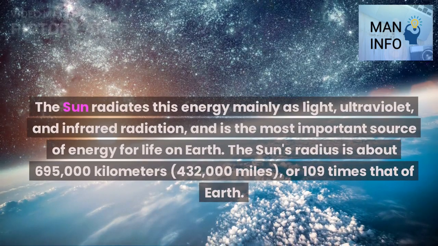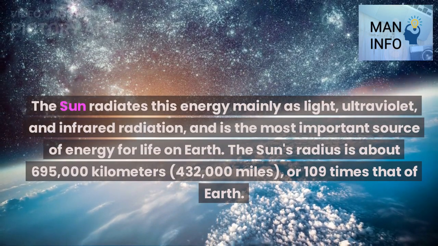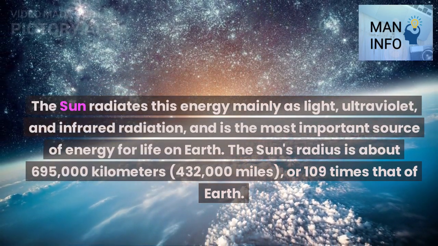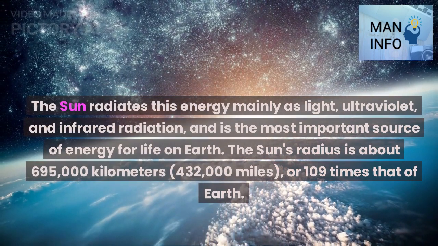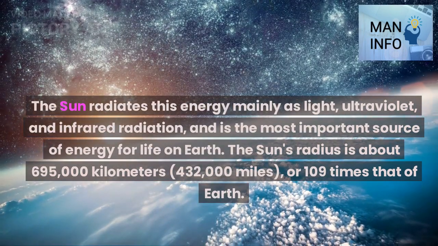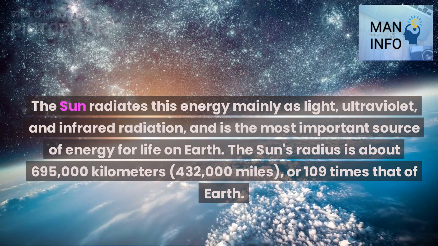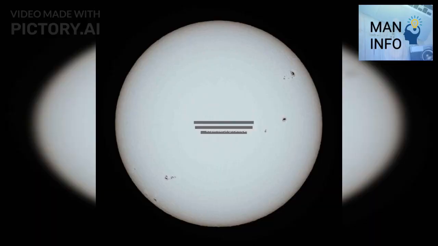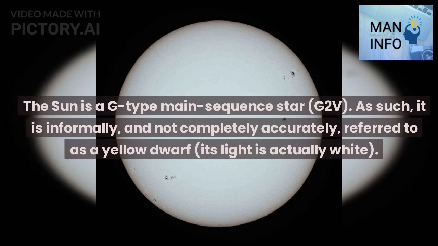The Sun radiates this energy mainly as light, ultraviolet, and infrared radiation, and is the most important source of energy for life on Earth. The Sun's radius is about 695,000 kilometers, 432,000 miles, or 109 times that of Earth. The Sun is a G-type main sequence star, G2V. As such, it is informally, and not completely accurately, referred to as a yellow dwarf. Its light is actually white.